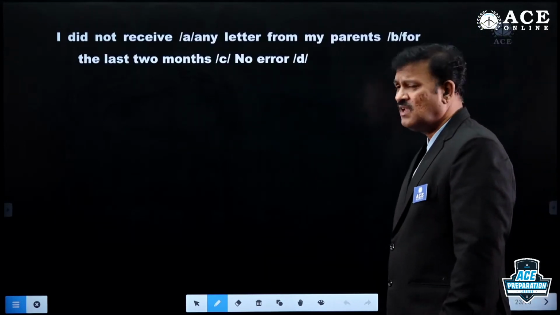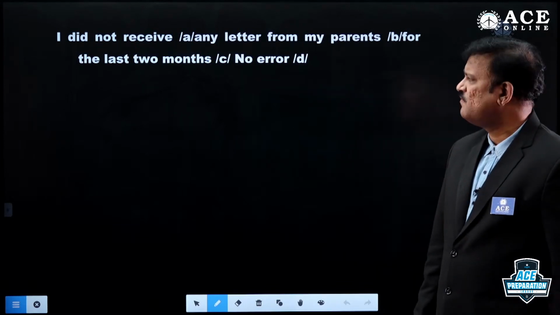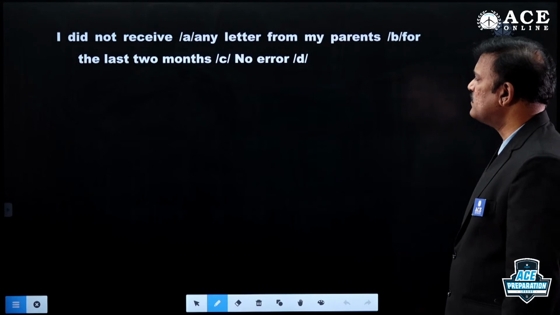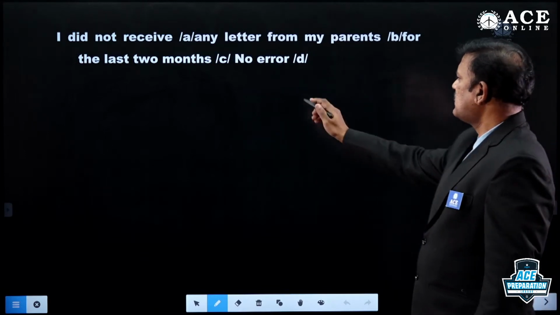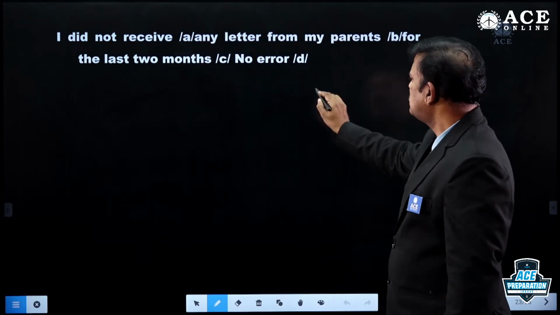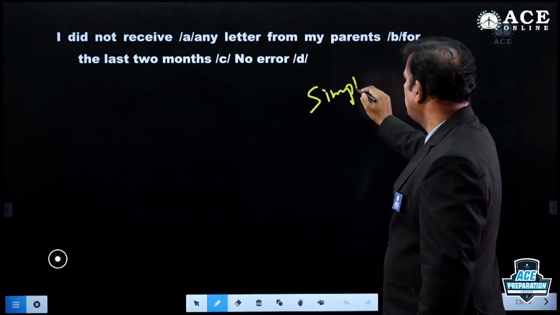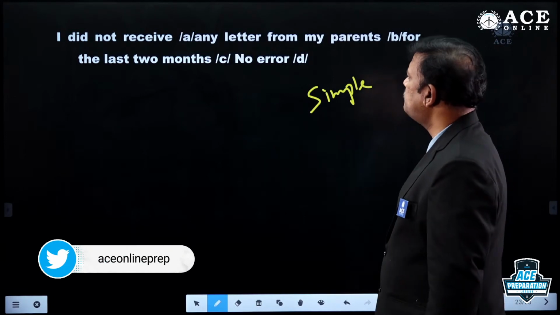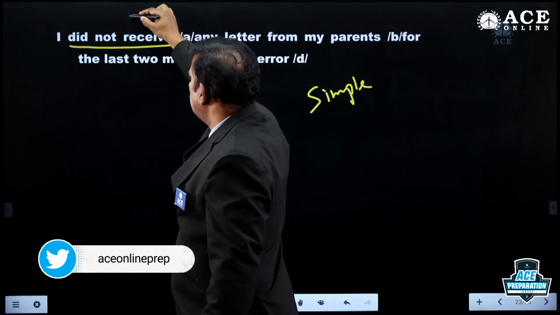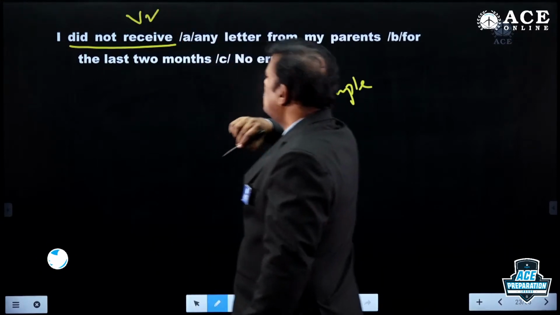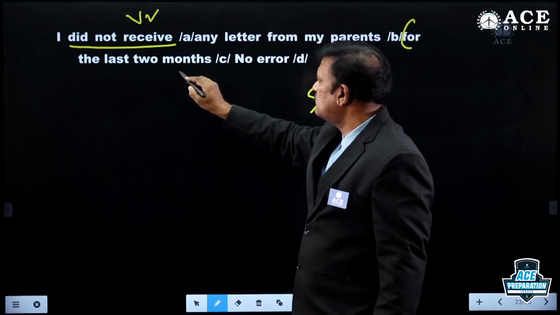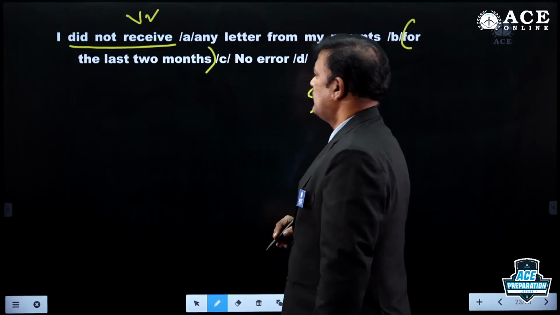Fine. Show me the time indicator. I did not receive any letter from my parents for the last 2 months. Okay. And see how my thought process goes. This is a simple sentence, right? Where is the verb? Did not receive. Obviously, this is in V2 form. And I also checked for the time indicator, for the last 2 months.